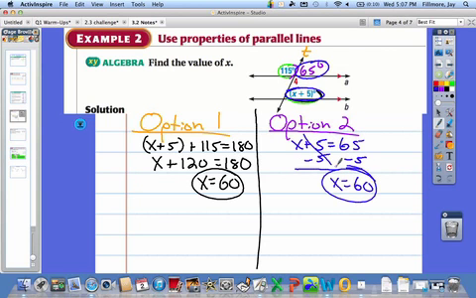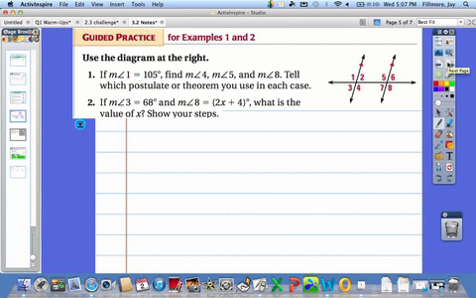So if you see that some sort of relationship isn't possible now, use linear pairs or vertical angles to see if you can make one like we did here. And let's look at a couple more on this page.